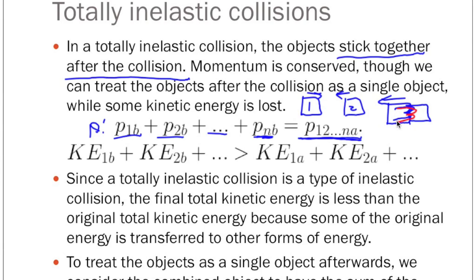Kinetic energy, as we said, works the same way as it does for an inelastic collision, because a totally inelastic collision is a type of inelastic collision, which means the total kinetic energy before is greater than the total kinetic energy afterwards. That is, some kinetic energy is lost in the collision.